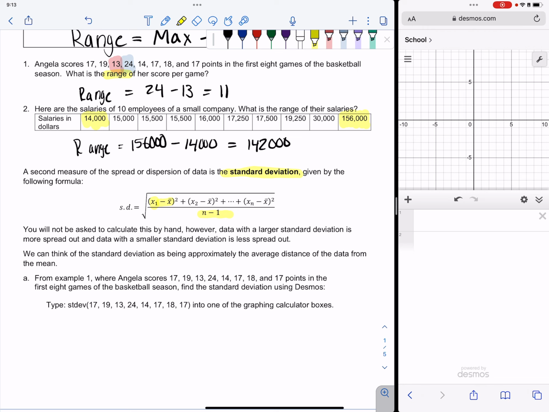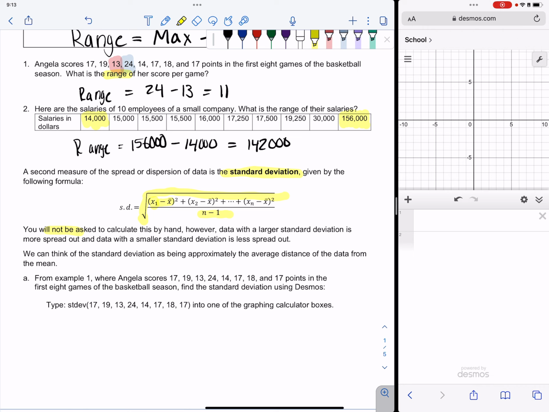So instead of dividing by the number of values like our mean, we're dividing by one less. And then you take the square root of that entire thing. It's a long process. In this class, I am not going to be asking you to calculate this by hand. Maybe in a statistics class in the future, you will need to be able to calculate this by hand and use this formula, but today that is not the case.